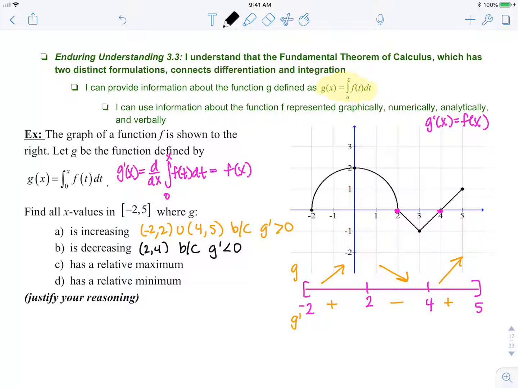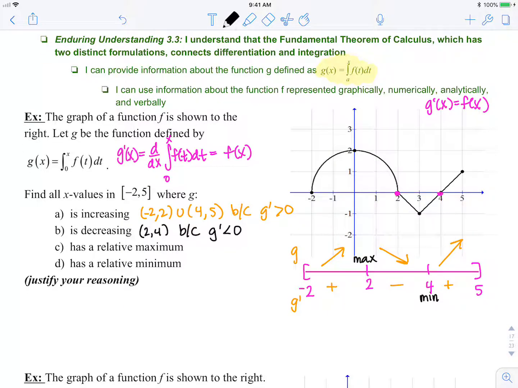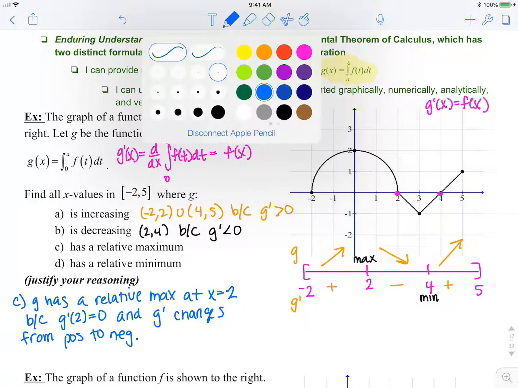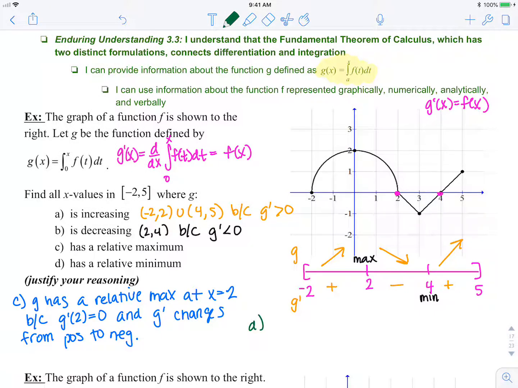So now from this sign chart, we can see that there's a max at 2 and a min at 4. So let's summarize those answers. C, g has a relative max at x equals 2 because g prime of 2 equals 0 and g prime changes from positive to negative at that value. So let's summarize part D the same way.